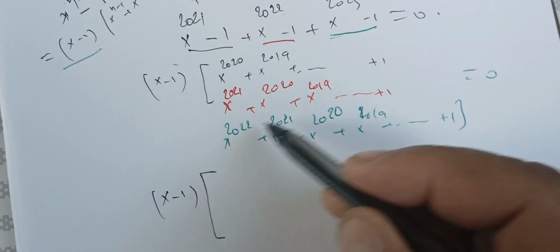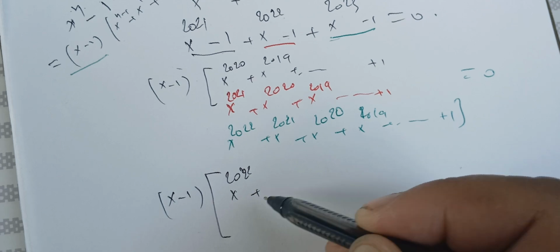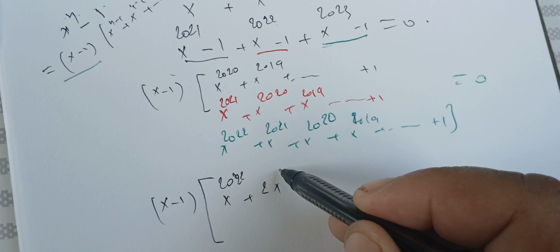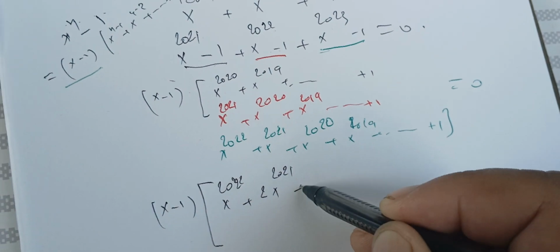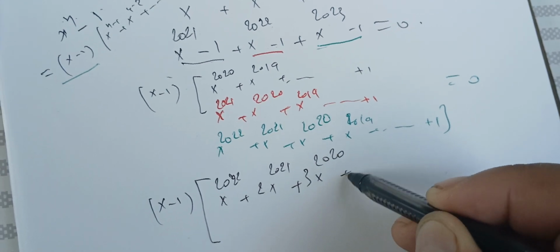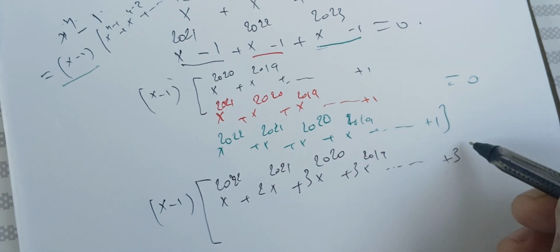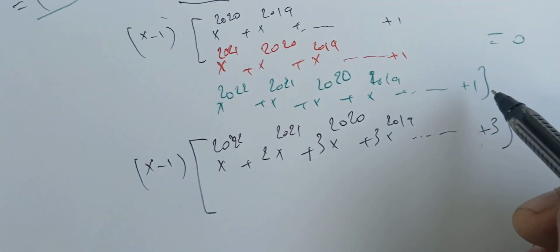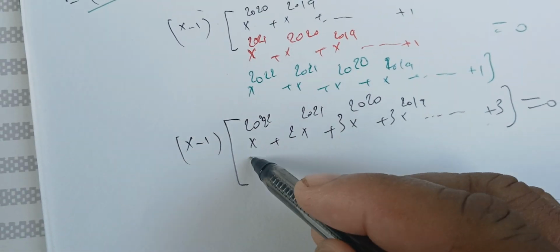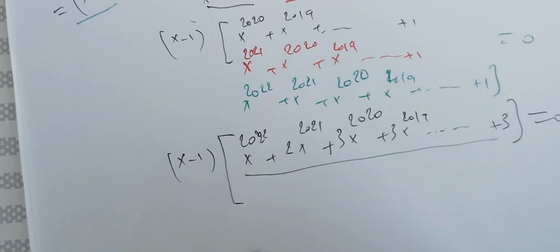If I sum up all these quantities, I'm going to have X to the power 2022 plus 2X to the power 2021 plus 3X to the power 2020 plus 3X to the power 2019 and so on, plus 3, equals 0. We can prove that this is never 0. How are we going to do that?